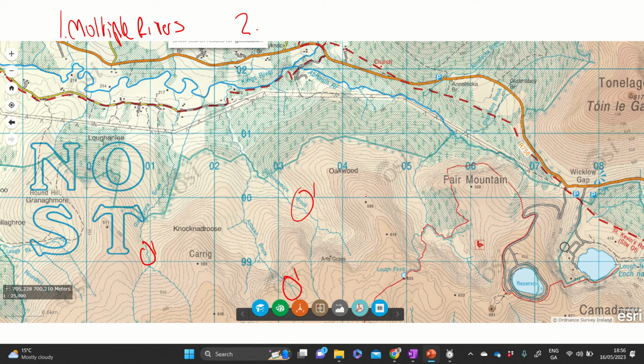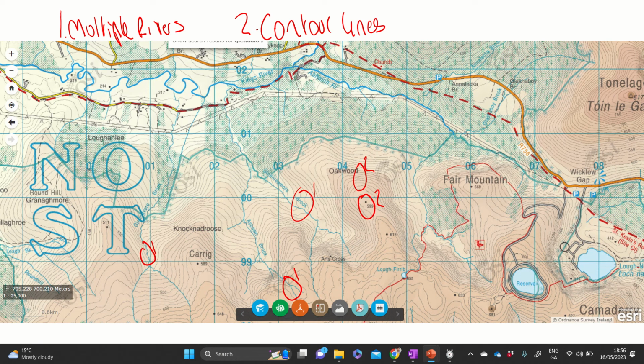Second thing we're going to look at is the presence of contour lines and spot heights. So it indicates that we're in a mountainous area. Therefore, we can draw the conclusion that the river is in its youthful stage or in the upper course, where erosion and vertical erosion are the dominant processes.